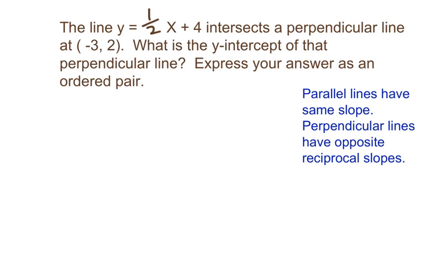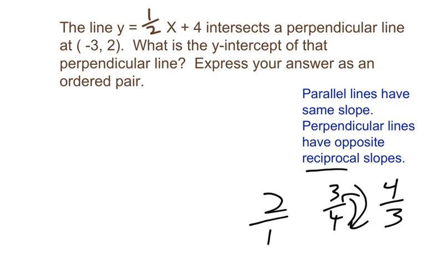All right, so they have opposite reciprocal, so that means that you change the sign and you flip the fraction. Reciprocal means like if you had 3/4, you would flip it to make it 4/3. Or if you had the whole number 2, that would be 2/1. You would flip it to make it 1/2. So let's look at this example.